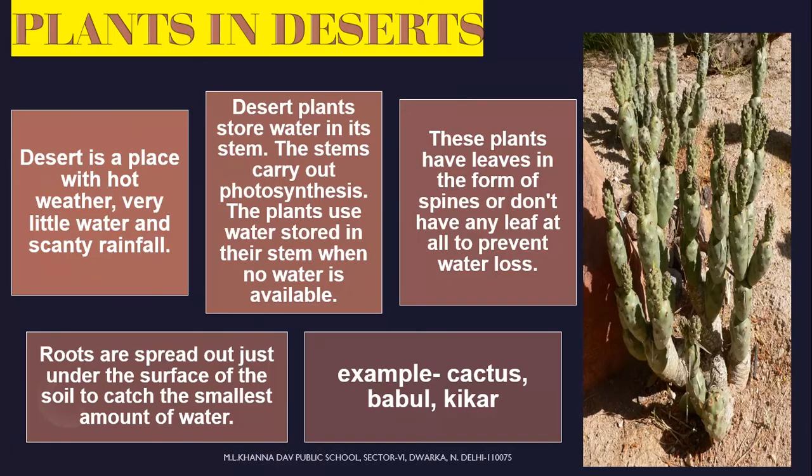The fleshy stem is green and carries out photosynthesis, and these plants also have roots which grow very deep and spread out to gather any water which is available under the soil. Examples of desert plants are cactus, babool, kikar.